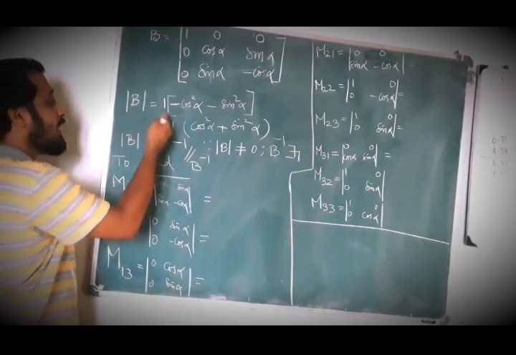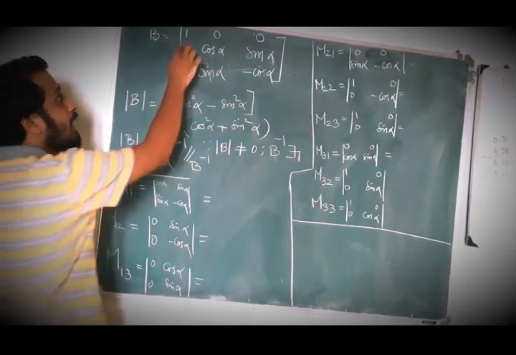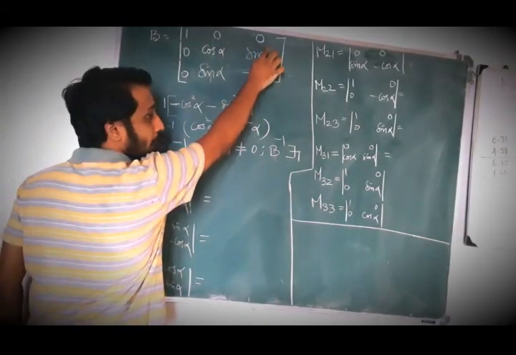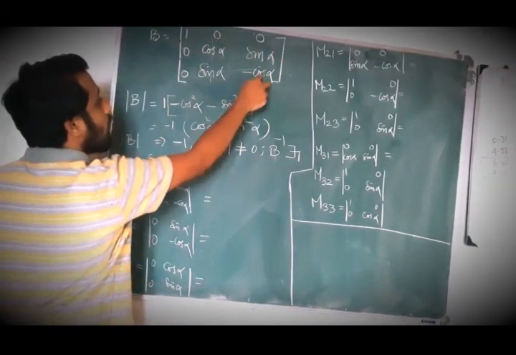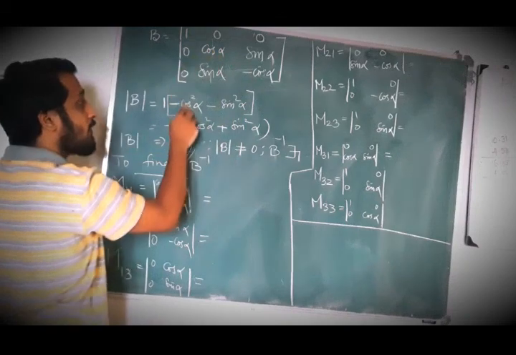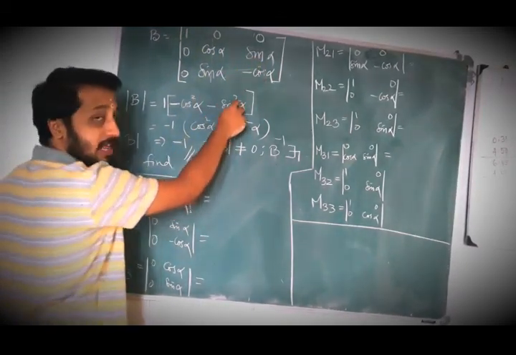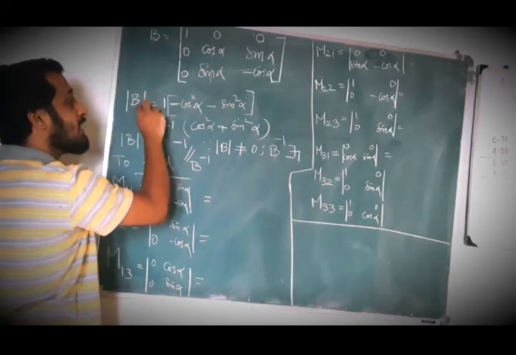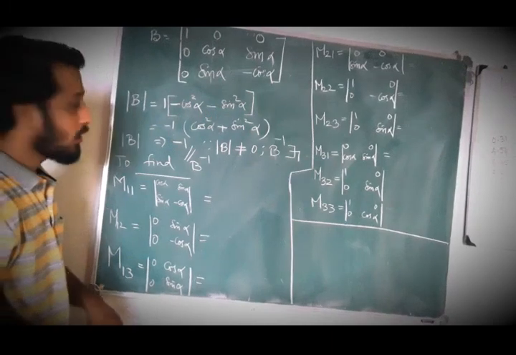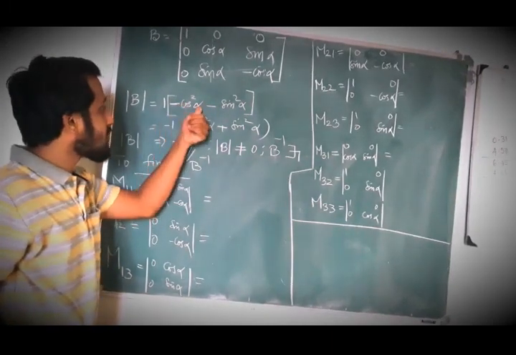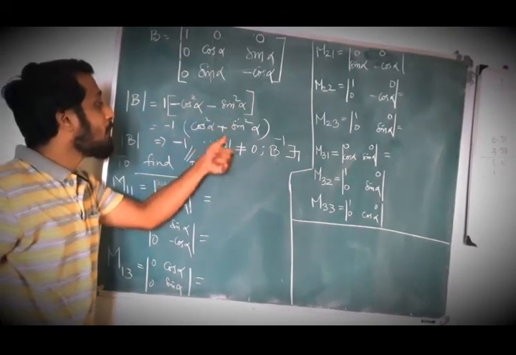Since determinant B is not equal to 0, that means minus 1. How to find determinant B? Along the first row, I have to expand with alternating plus minus signs. So plus 1 into, now, minus cos alpha into cos alpha, minus cos square alpha, minus sin alpha into sin alpha, sin square alpha. If I take minus outside, this will become plus.